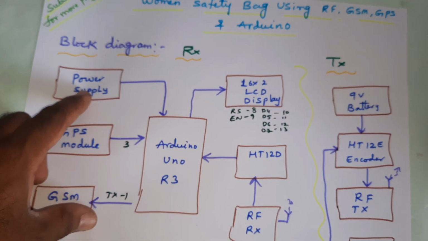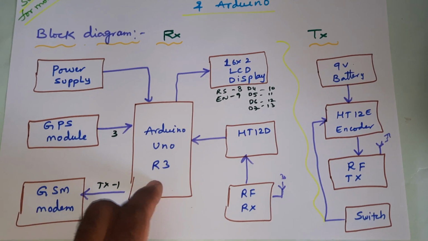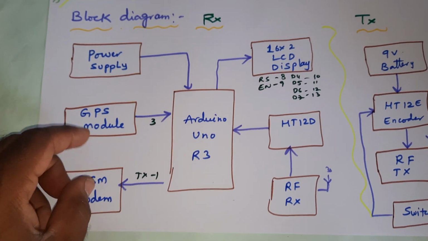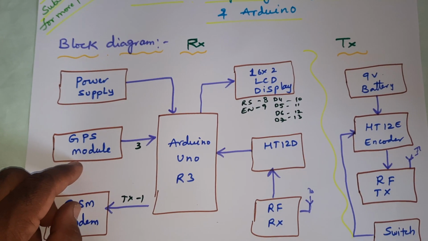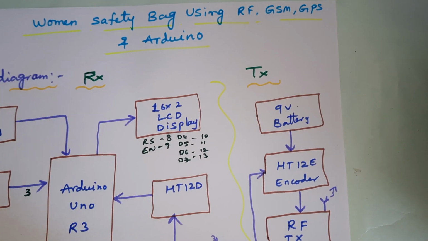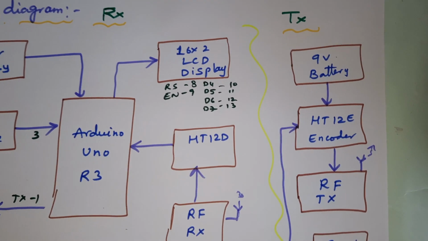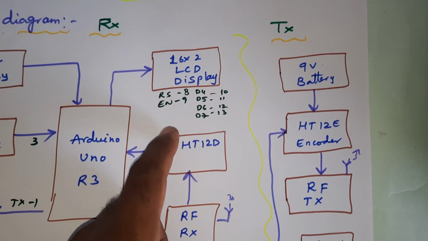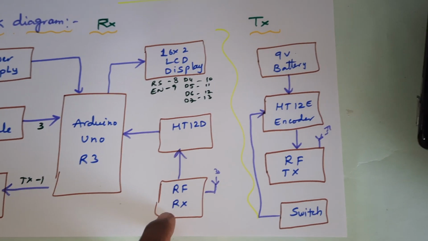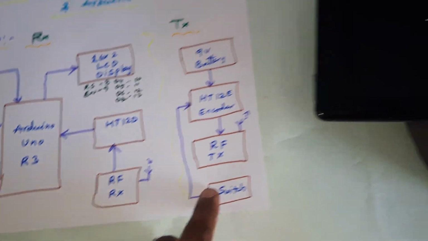For the power supply, we are using two 9 volts batteries, Arduino Uno R3, GSM SIM 800L, GY-GPS6MV2 GPS module, and a 16x2 LCD display connected to RS, enable, D4, D5, D6, D7, and GPIO pins 8 to 13, along with the HT12D decoder and RF receiver module. So the transmitter has the encoder, HT12E, RF and one switch button.